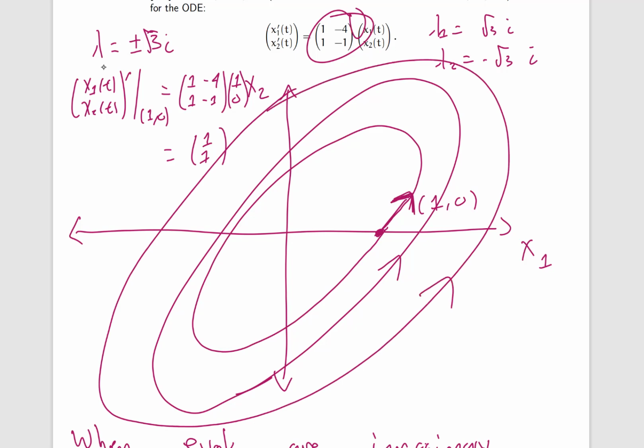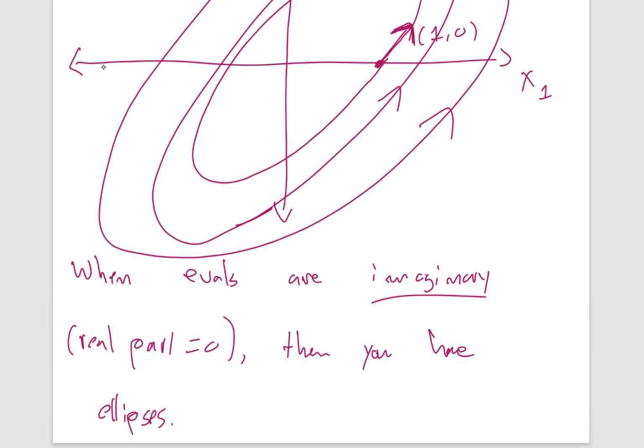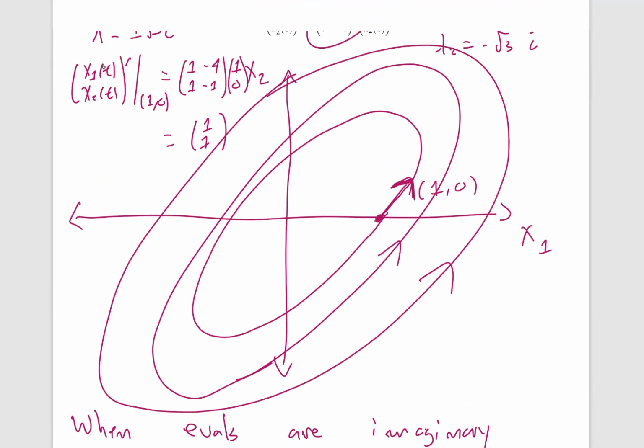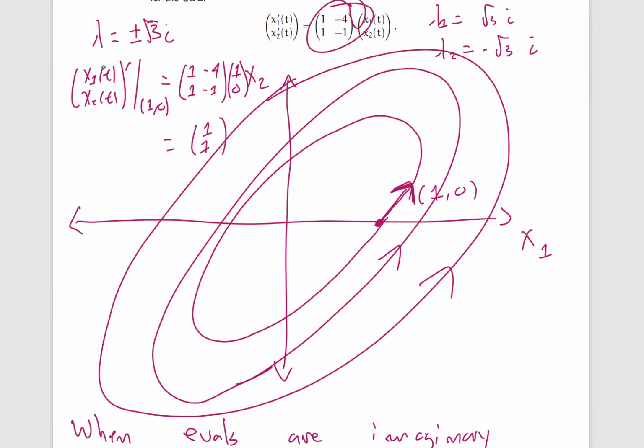This is all the level of detail that you're going to need to be able to do for the exam. I want you to know two things. One, if the eigenvalues are imaginary, we're going to have ellipses. Two, when we're sketching the solution curves, we evaluate the matrix times (1, 0). That's going to give us the tangent vector of the curve going through the point (1, 0), and that's going to indicate the orientation of the ellipse and whether the direction is counterclockwise or clockwise.